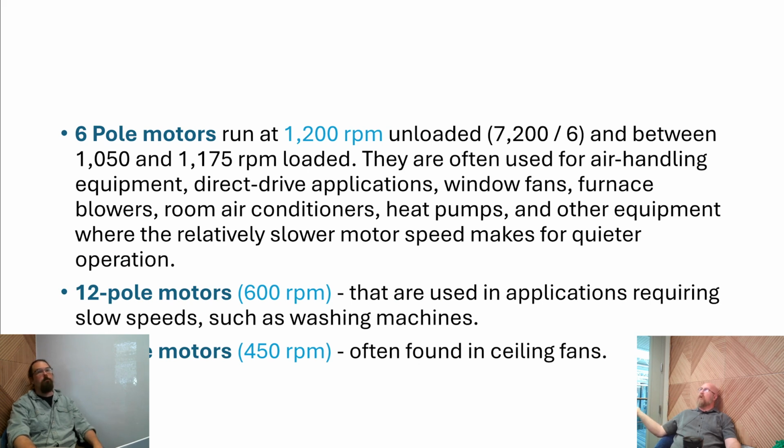6-pole motors give us another reduction in RPM to 1,200 synchronous, but in actuality 1,050 to 1,175 loaded. Then at 12 poles we get down to 600, and at 16 down to 400. In reality, at 16 poles your real-world speed is probably around 400 or 375. We don't want ceiling fans spinning very fast, nor do we want them making much noise.